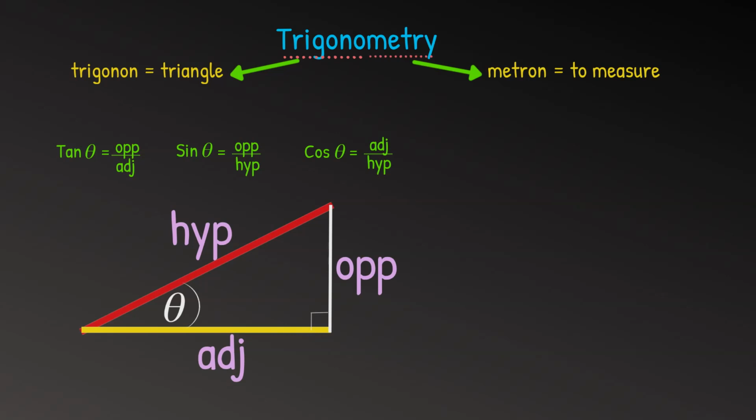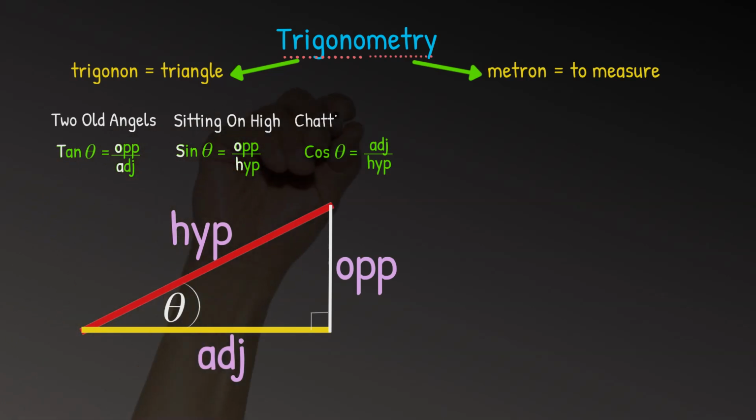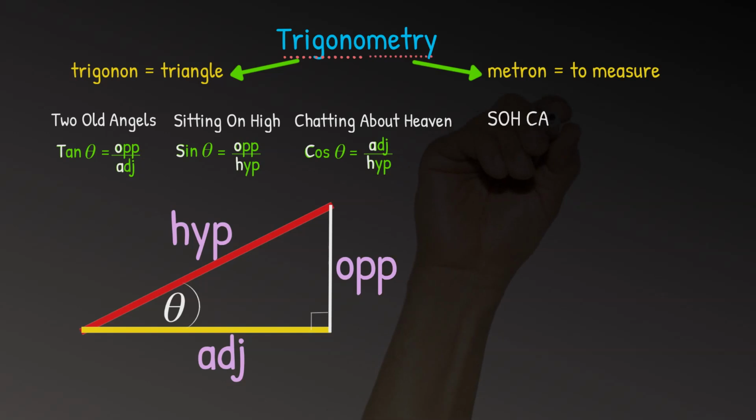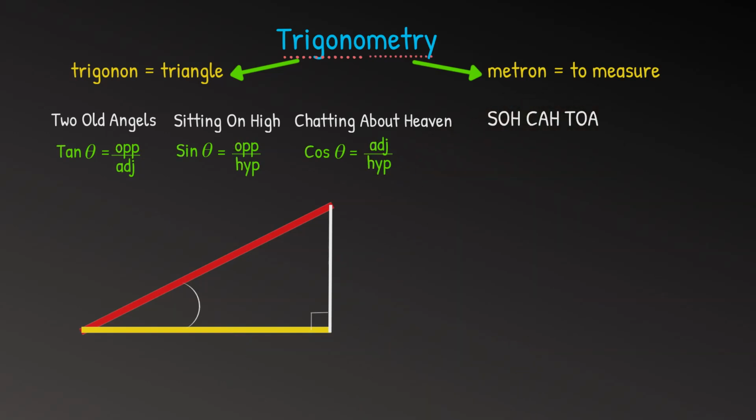Well, I use this sentence: two old angels sitting on high, chatting about heaven. There are lots of other people who use SOH CAH TOA, or if you wanted, you could use something else that you make up, whatever is easiest for you. So now let's put it into practice and see how it works.